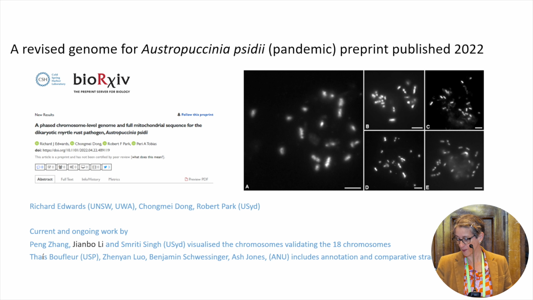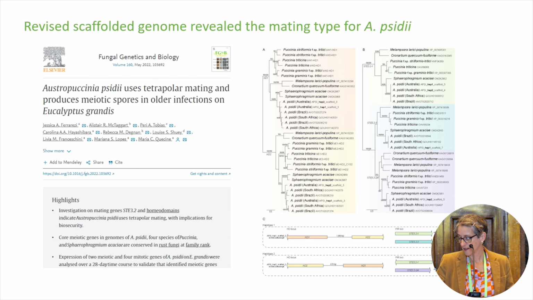Peng Zhang from the Plant Breeding Institute worked to try and visualise the chromosomes. Once we'd worked out that we had 18 chromosomes in the genome, she was able to visualise them, and that was pretty interesting, and we're still working on this project.